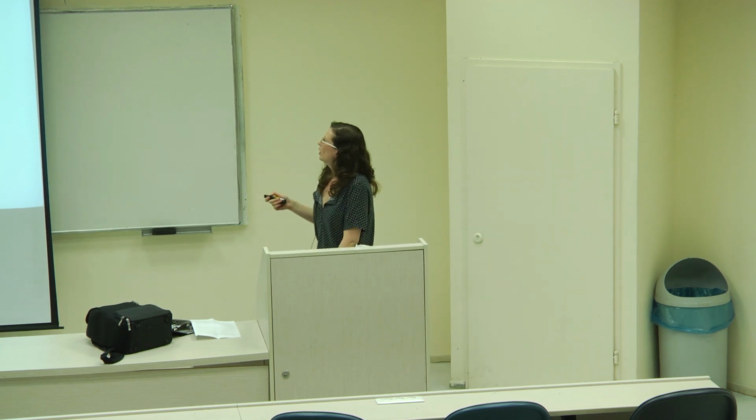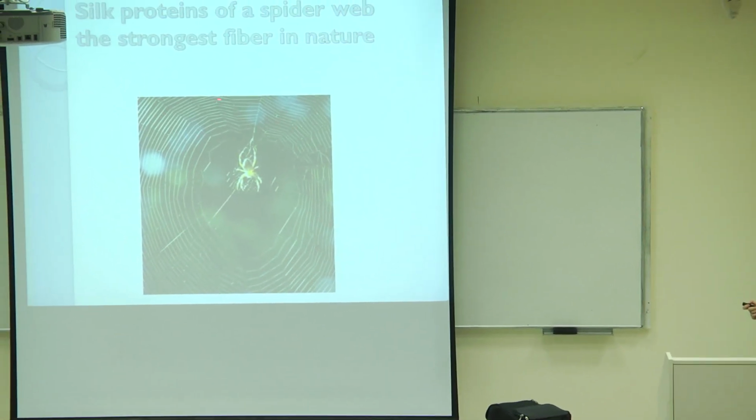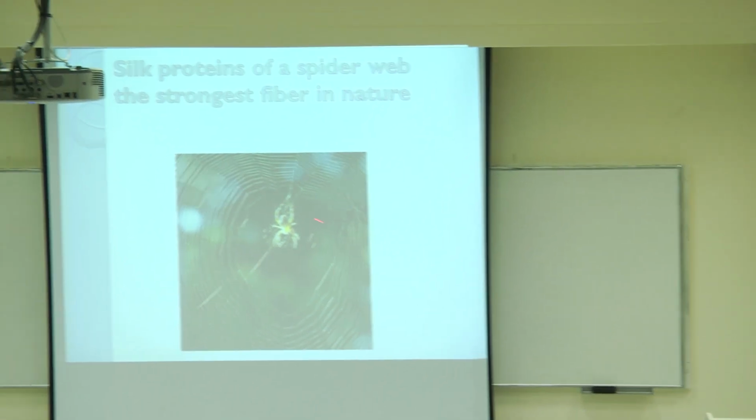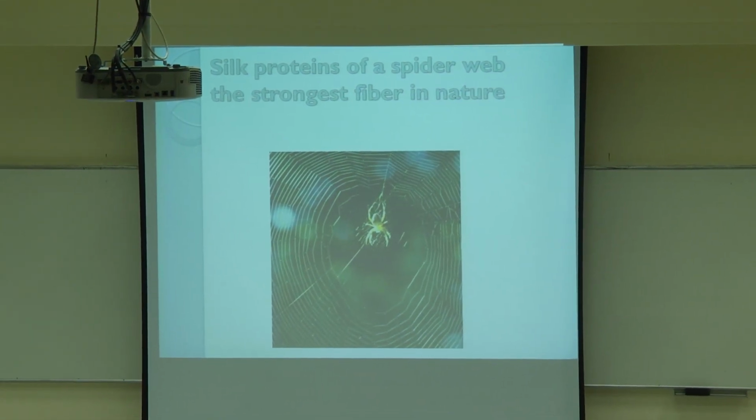I'm not sure. Okay, so this is an example of a protein, silk. Silk is a protein that has a lot of beta sheet in it. And this is why it's very, very strong. It's one of the strongest proteins in nature.